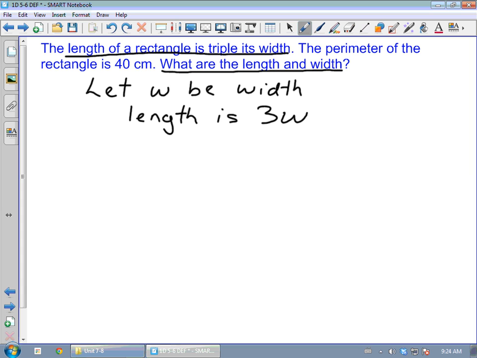We're told that the perimeter is 40 centimeters. So we need that formula for perimeter. How do we calculate perimeter of a rectangle? Let me think back here. What do you think, Stephanie? Okay, that would be a square. A length times width would be area.